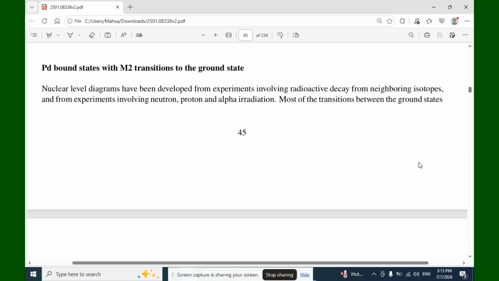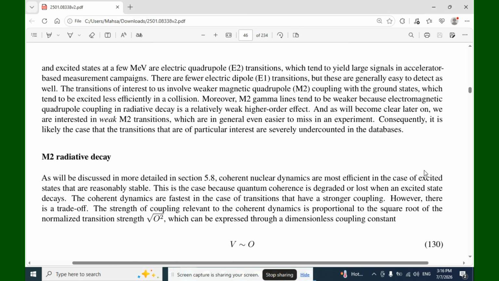Now I want to go through the palladium bound states with M2 transitions to the ground states. Nuclear level diagrams have been developed from experiments involving radioactive decay from the neighboring isotopes and from experiments involving neutron, proton, and alpha irradiation. Most of the transitions between the ground states and excited states at a few megaelectron-volts are electric quadrupole E2 transitions, which tend to yield large signals in accelerator-based measurement campaigns. There are fewer electric dipole E1 transitions, but these are generally easy to detect as well.